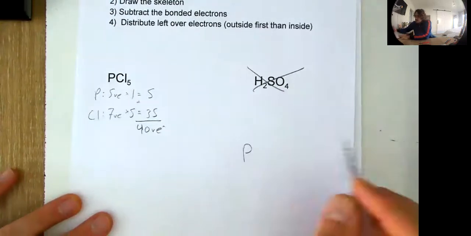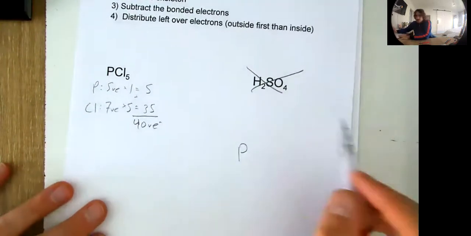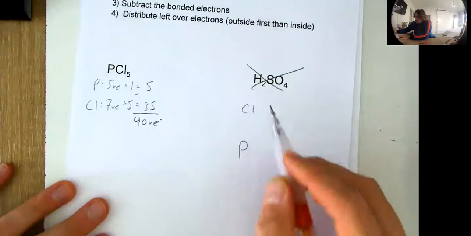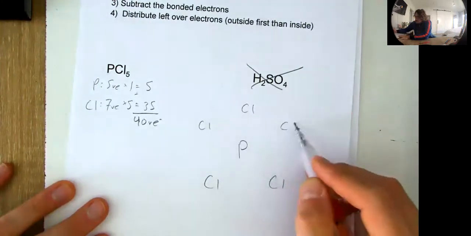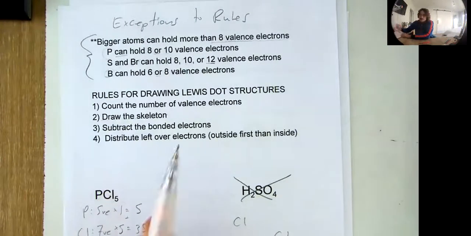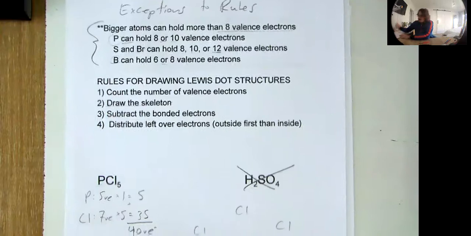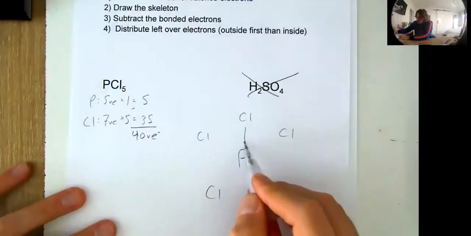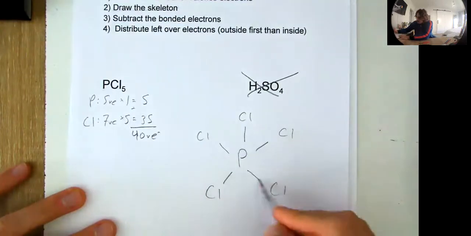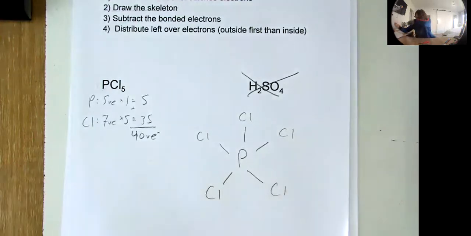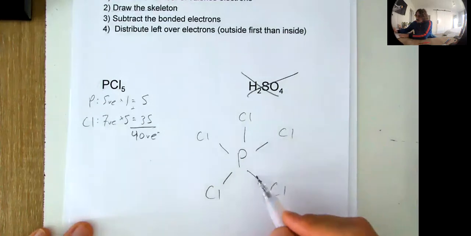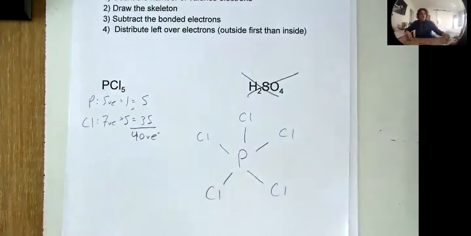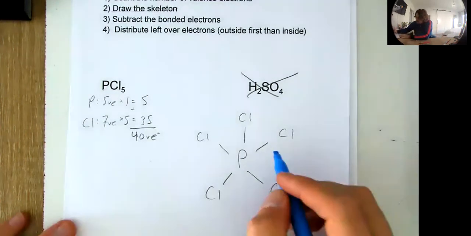So here's phosphorus in the middle, and we have 5 chlorines. 1, 2, 3, 4, 5. Okay, and we're going to draw the skeleton structure, meaning just draw single bonds between all the atoms. So there's the single bond right there. Okay, and how many electrons did I just draw? 2, 4, 6, 8, 10. I just drew 10 electrons around phosphorus.